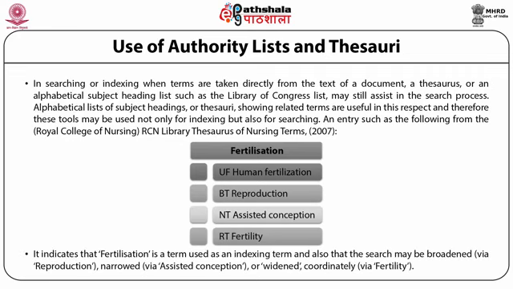So it indicates that fertilization is a term used as an indexing term, and also that the search may be broadened via reproduction, or it can be narrowed via assisted conception, or it can be widened horizontally via fertility. So you can see that in this index or in this thesaurus, there is a lot of classification involved.